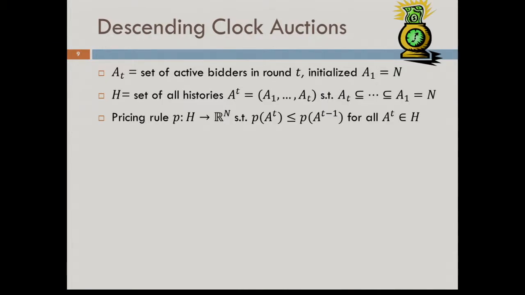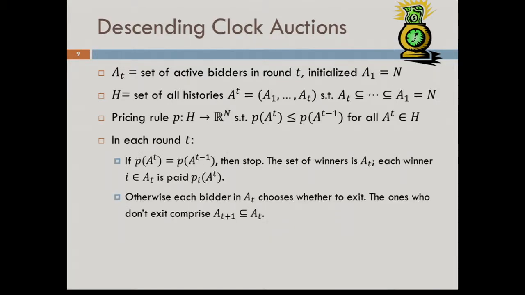Okay, so the pricing rule says, given every history, this will be the price offered to all the bidders. And the price has to be non-increasing, so it's monotone declining. So today the price to any bidder cannot exceed the price that it received yesterday.